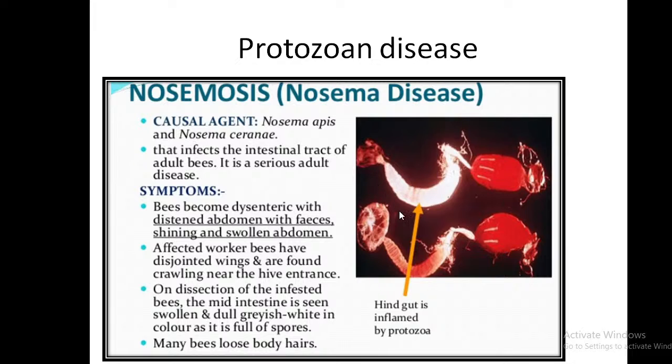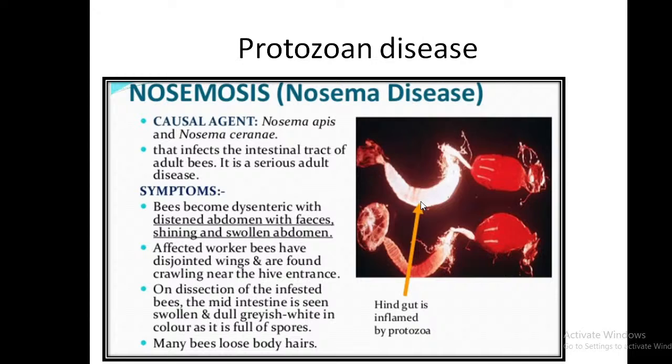The intestinal region is affected. The symptoms are that the bees become dysenteric and they will have a distended abdomen, shining and swollen. Here you can see this is that of a normal one. This is the normal stage, and the other one will be a little swollen. That is what they call a swollen abdomen.